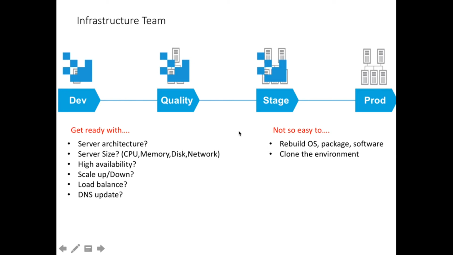Sometimes they will request the infrastructure person to rebuild the operating system or install some missing packages or software dependency packages. Or sometimes everything will be fine with the dev, they just want to clone the same dev server as a stage or production, so still they need the infrastructure team's help to clone it, because cloning the OS, cloning everything along with the software, is quite a difficult task. So this is where the infra team plays a major role, as part of the development life cycle process.